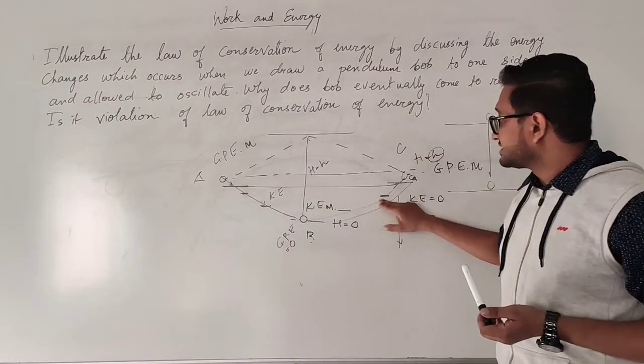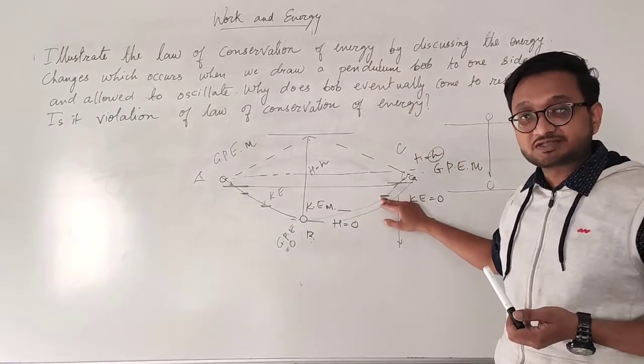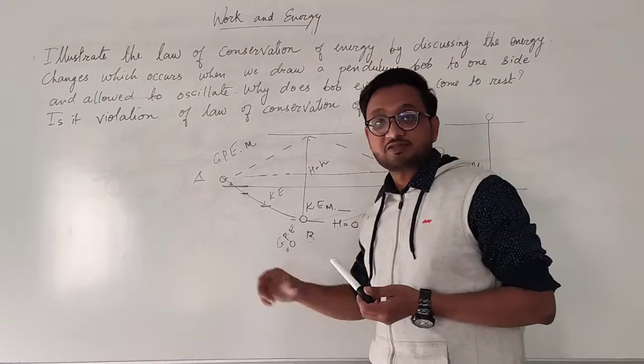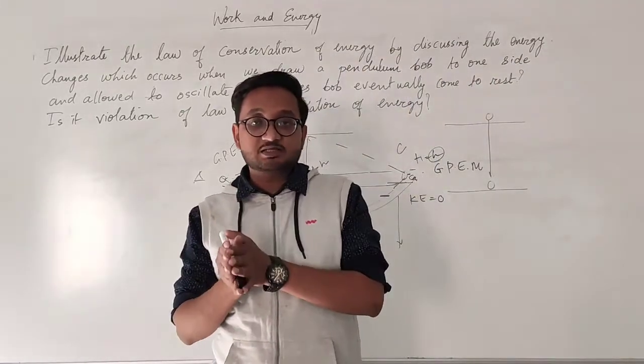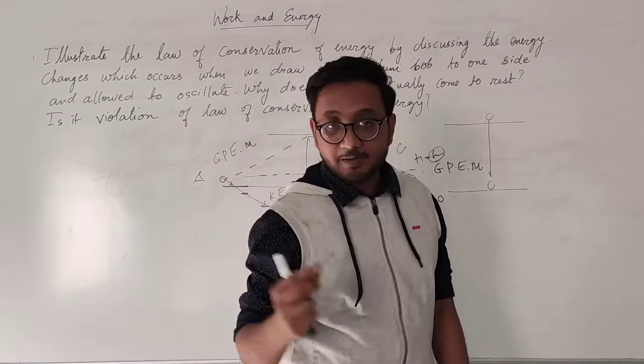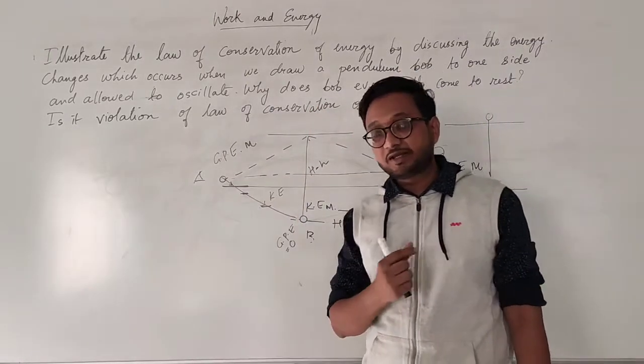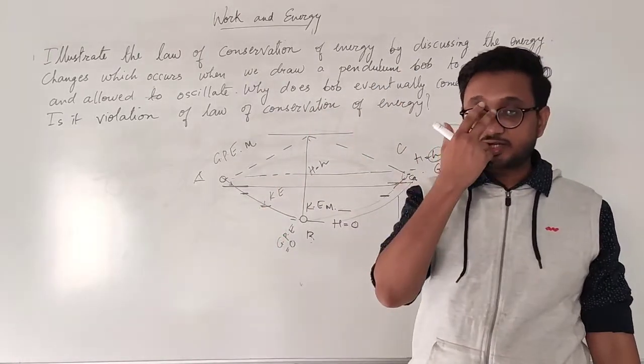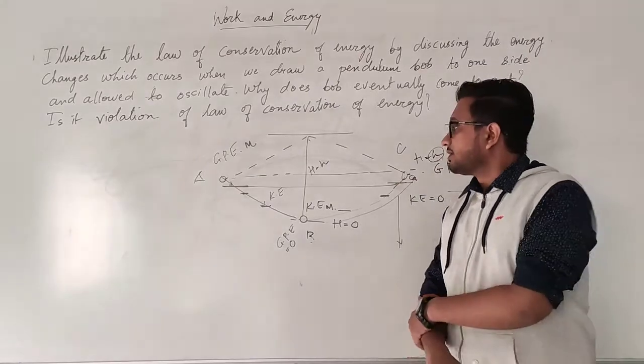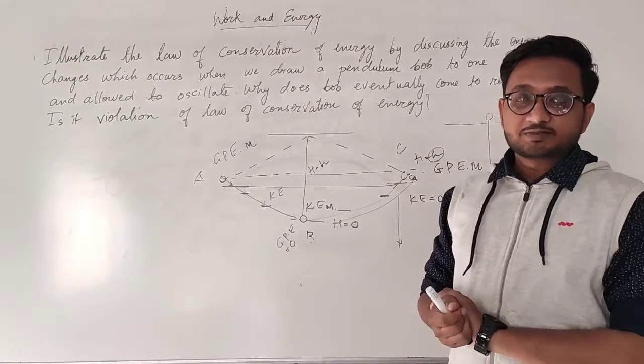Okay, and when it comes to this side, once again some amount of energy is lost in the surroundings, and that is why ultimately this bob or the pendulum stops oscillating, because energy is dissipated in the surroundings. I hope it is clear to you, students.